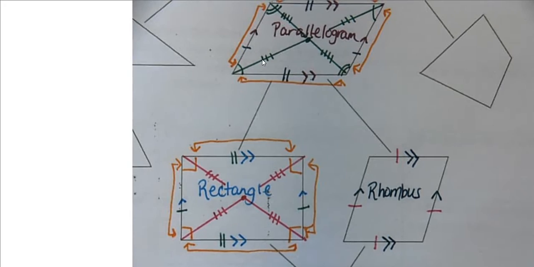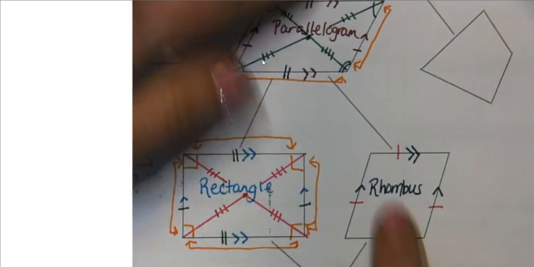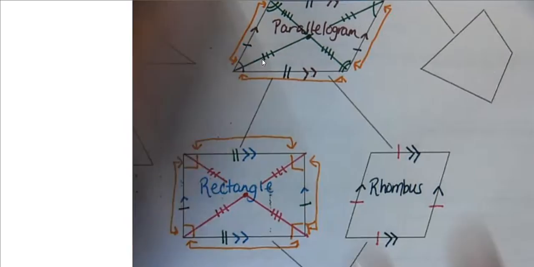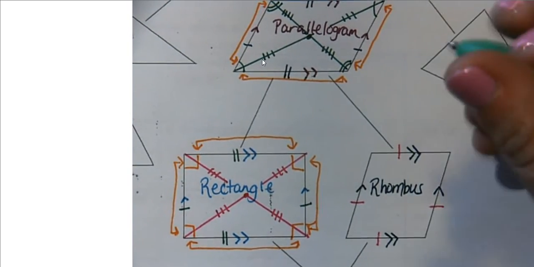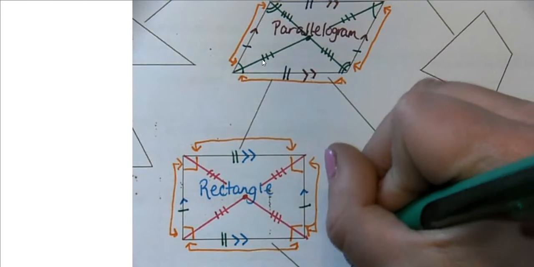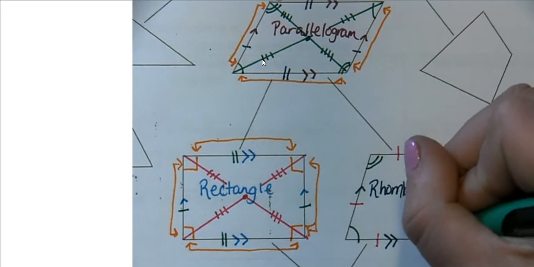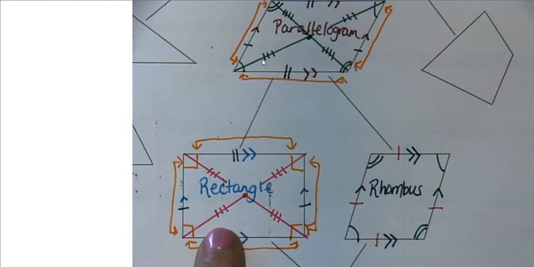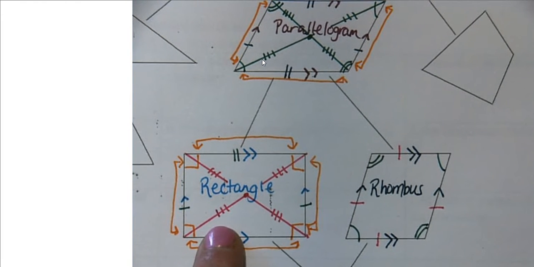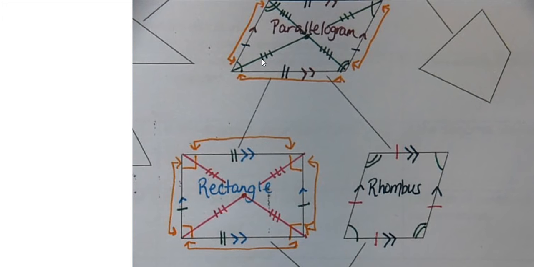So one of those properties, because it's a parallelogram, so let me go ahead and connect it back to parallelogram, is that opposite angles are going to be congruent to each other. But unlike a rectangle, they're not going to be right angles. Sometimes they're right angles if it's a square, but not always.